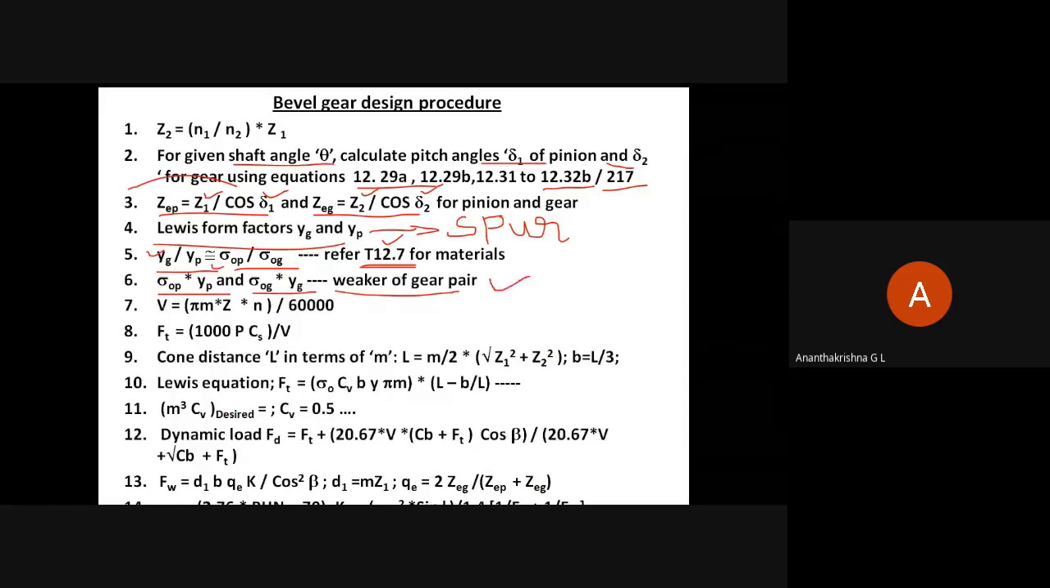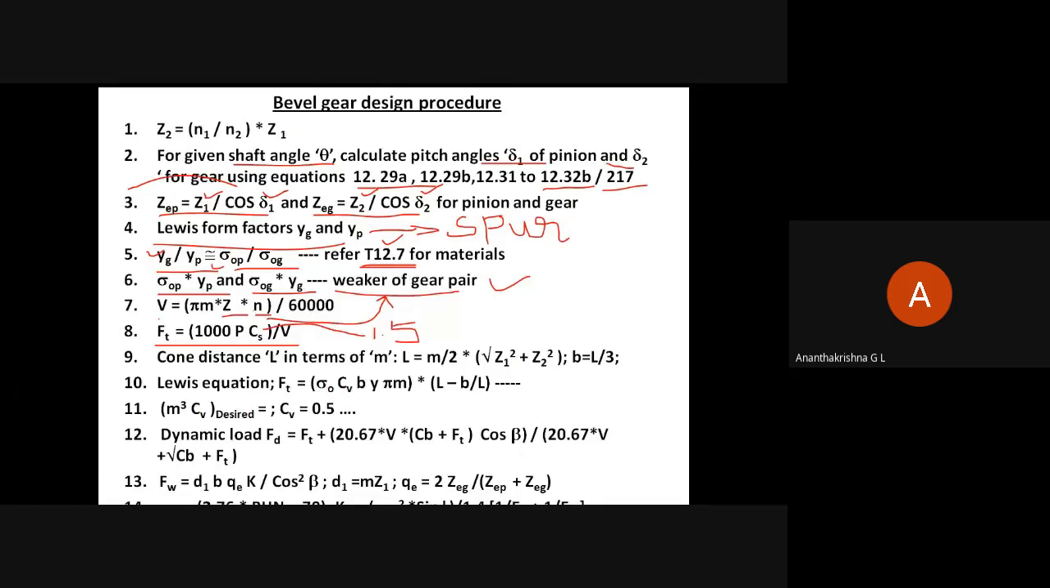Then find out surface velocity in meters per second using Z1 and N1 to be that of the weaker of the gear pair. Then find out tangential tooth load given by 1000 P Cs by V. If not given, service factor Cs is going to be equal to 1.5. That's what we have been taking in spur gear design.